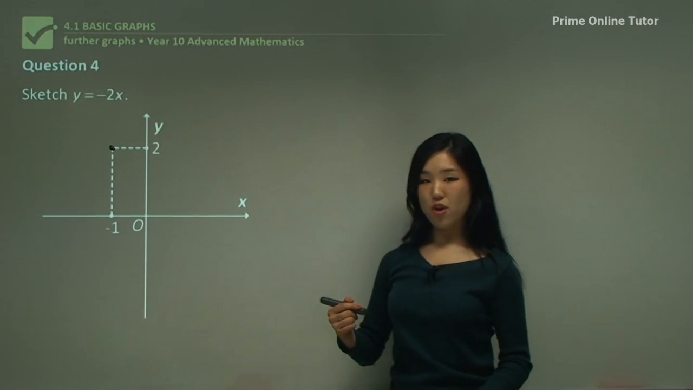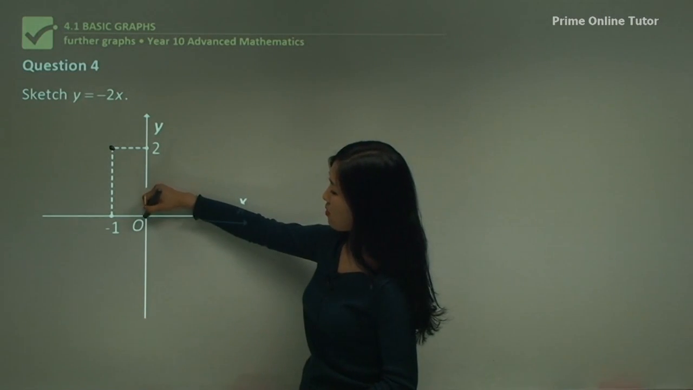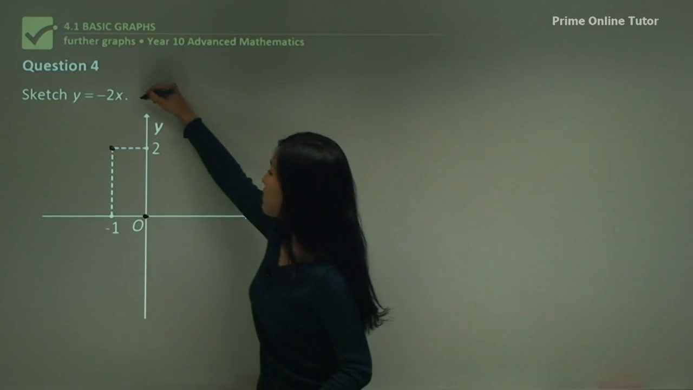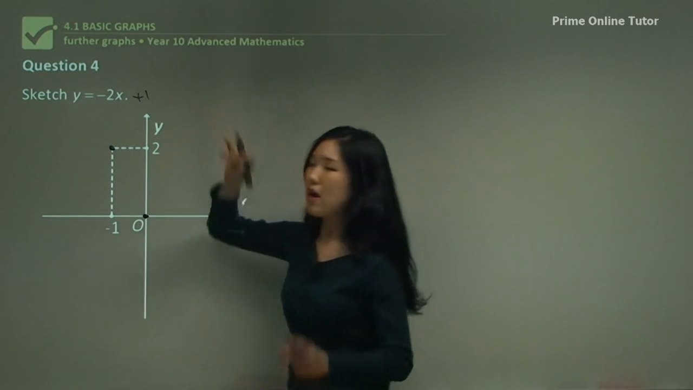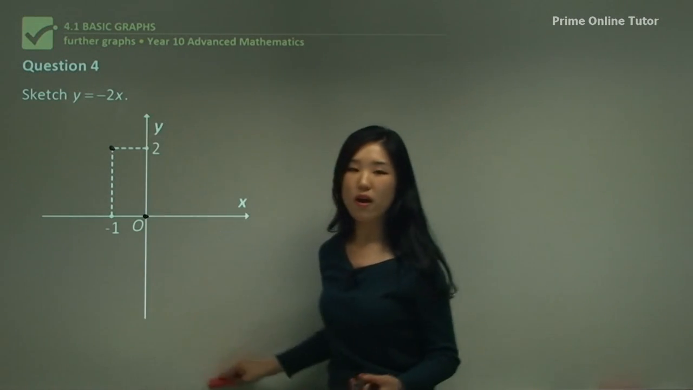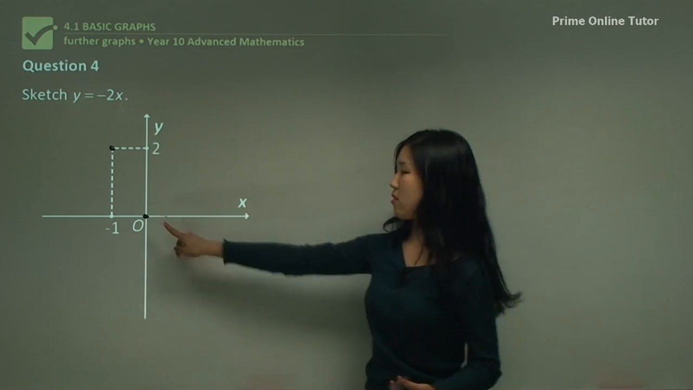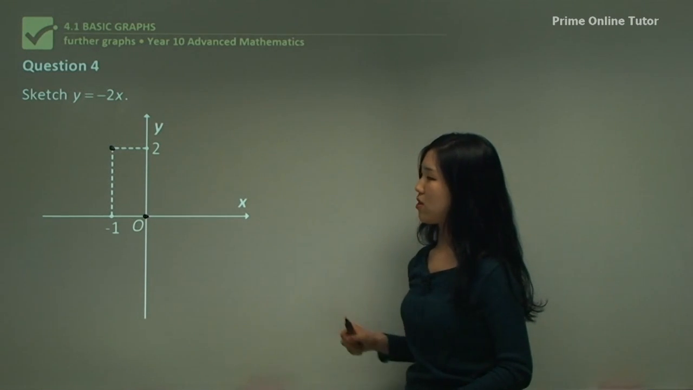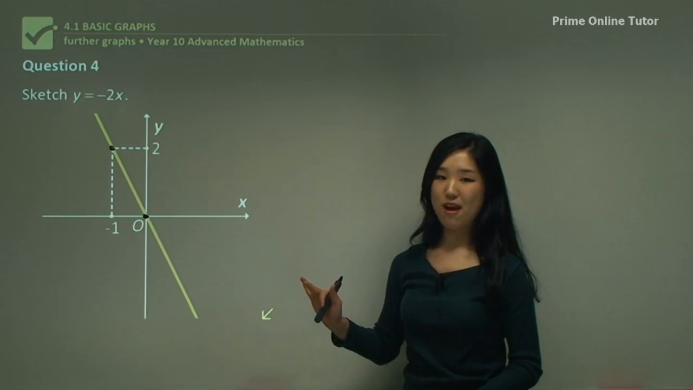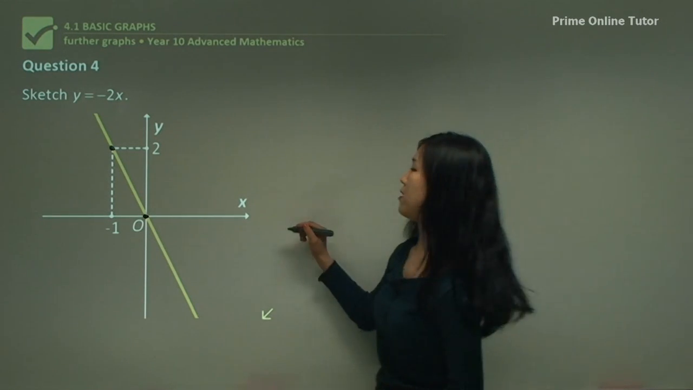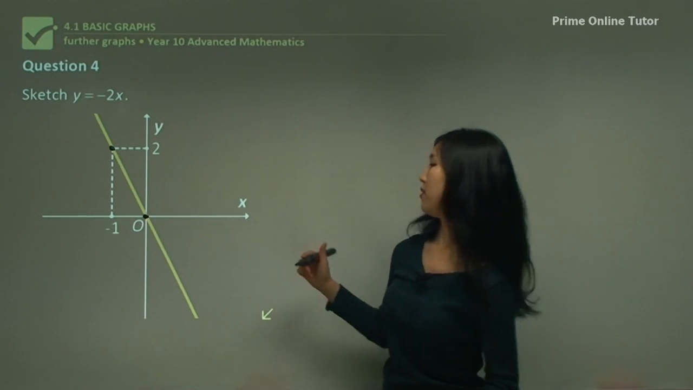And guys, you should all know by now that it's going to pass through the origin, right? If there's nothing following, say there was plus 1, then that will make a whole difference. But if it's just y equals something x or y equals just x, it's always the origin. That's the intercept, so that's never going to change. So let's just join those points like that. That's your graph.